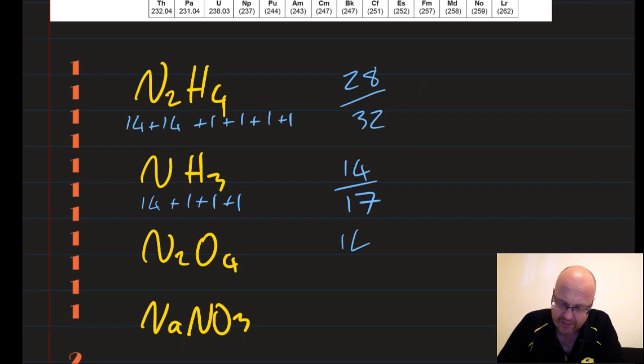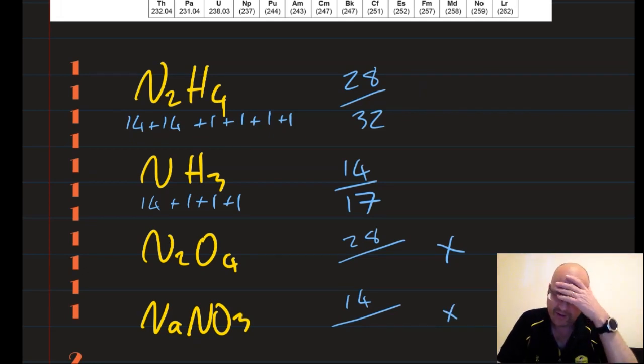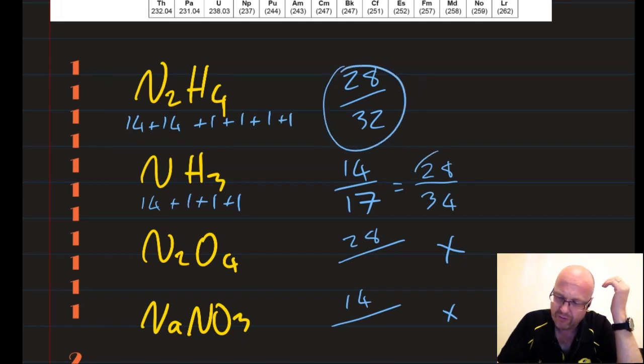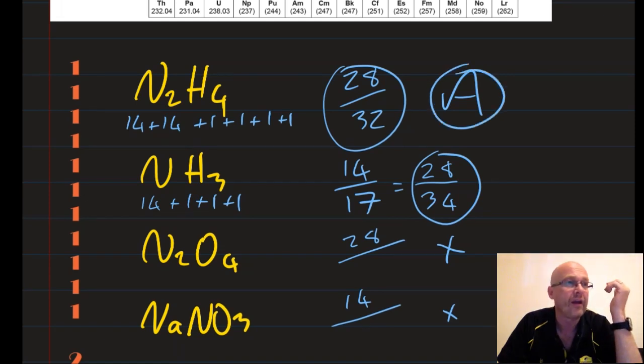Then I've got 28 divided by a big number I don't need to work out, it can't be that one. And this one here, I've got 14, again, over another big number I don't have to work out. So now I have to decide what's bigger, 28 32nds or 14 17ths. I can work that out. Let me just double the top here, 28 over 34. Aha. So now what's bigger, 28 over 32 or 28 over 34? 28 over 32 is bigger, so the answer must be 1A. Ooh, that was a lot of work for the first question.